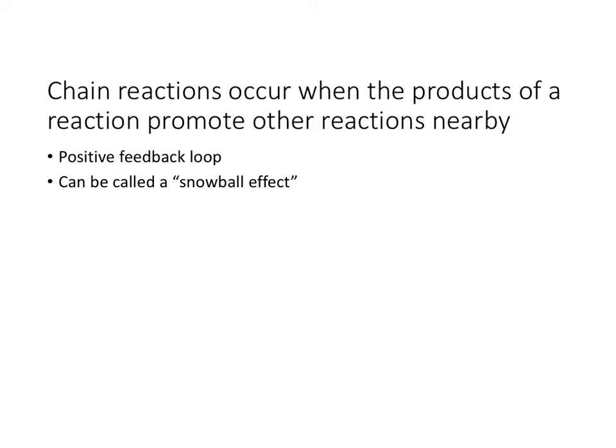So first I'll describe it verbally, and then we'll actually see what chain reactions look like. They occur when the products of the reaction promote other reactions of the same type nearby. And that will result in a positive feedback loop where the reaction will amplify, sometimes very, very quickly, and that will cause a snowball effect. And probably the most famous chain reaction occurs within atomic bombs.